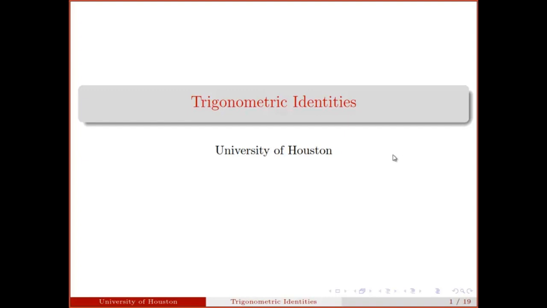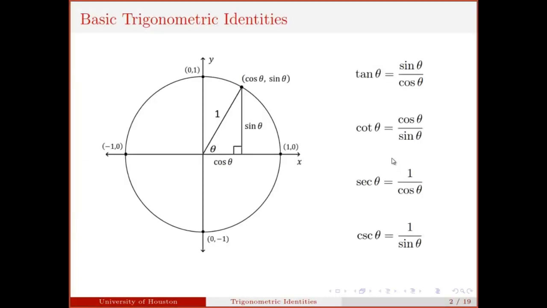In this video, we will review trigonometric identities. First, recall that a point on the unit circle corresponding to an angle theta has an x-coordinate equal to cosine theta and a y-coordinate equal to sine theta. Therefore, it is possible to express each of the other four trig functions in terms of sine and cosine.